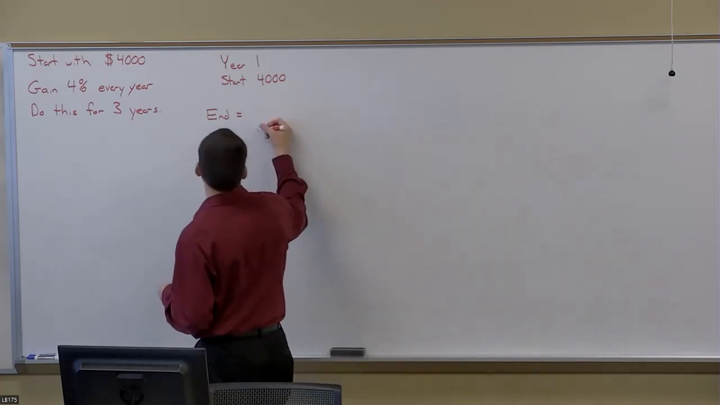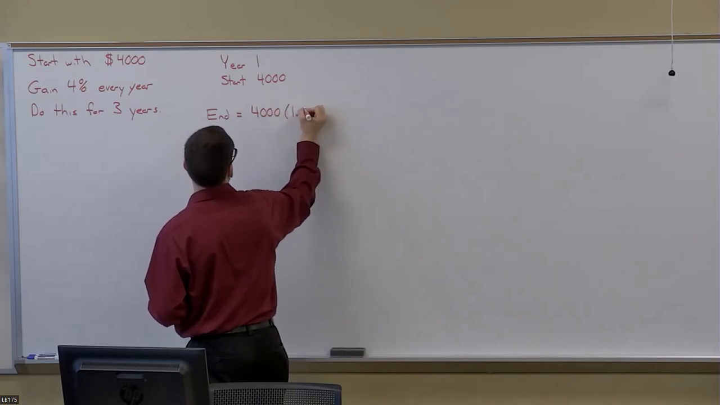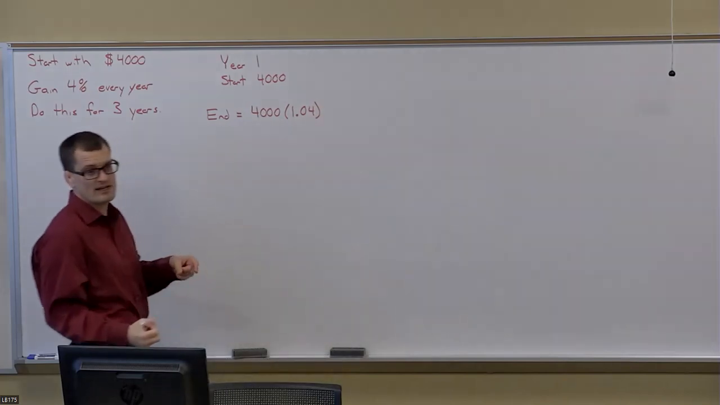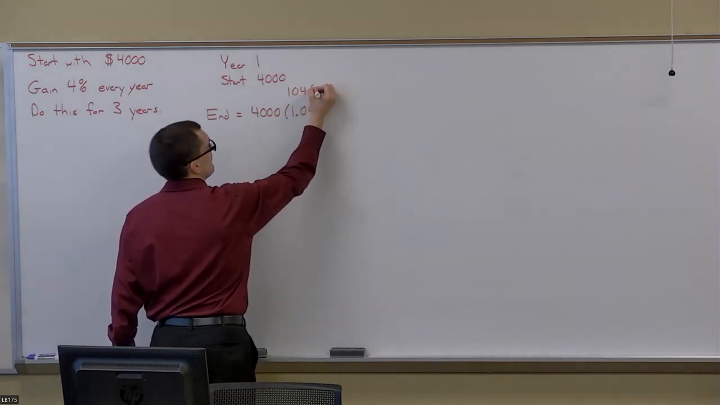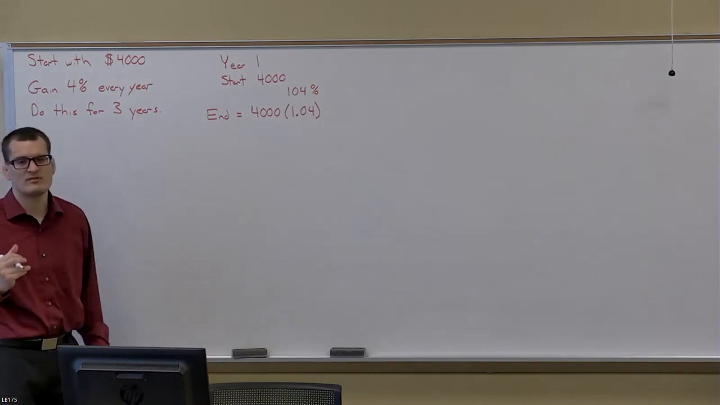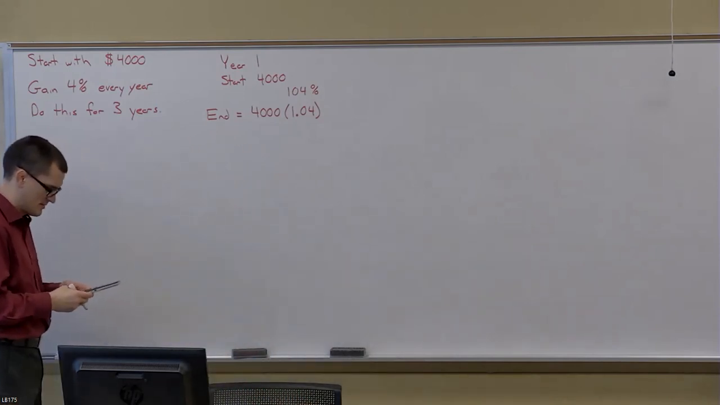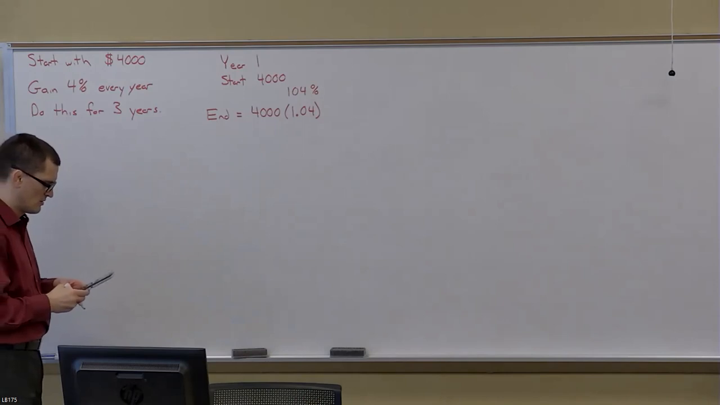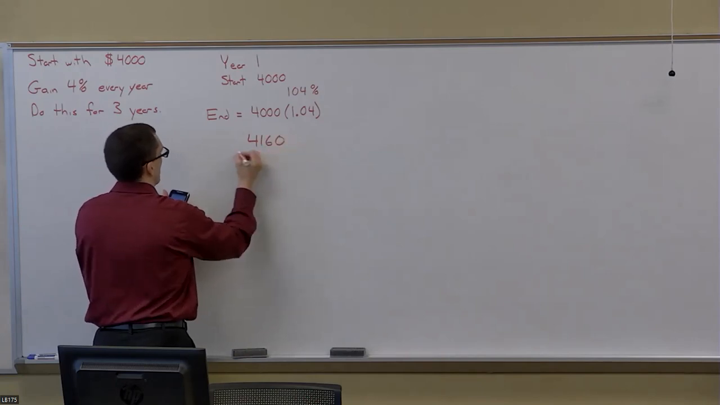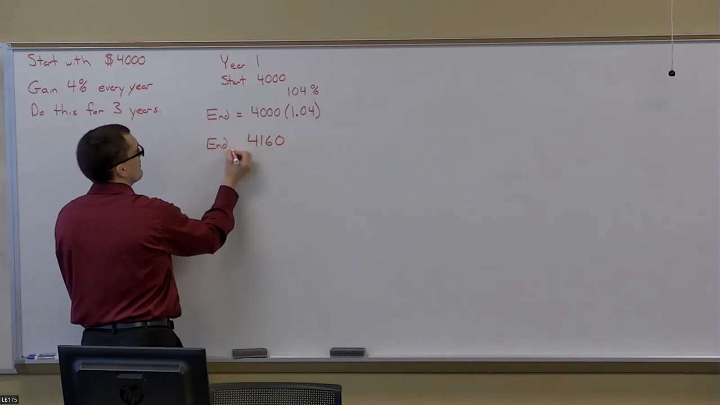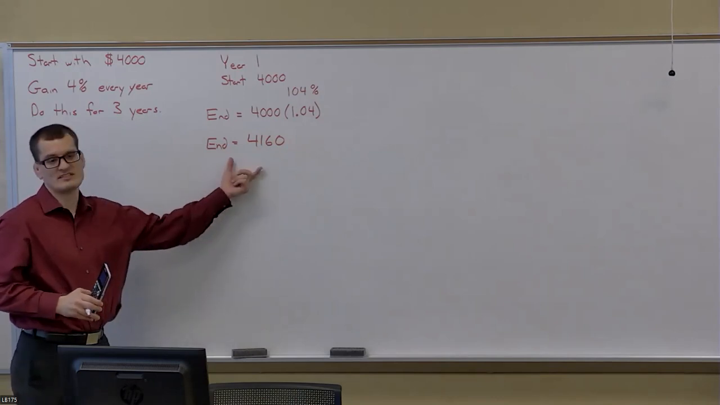And so the ending amount of year 1 is going to be given to me by taking that 4,000 and multiplying it times 1.04, right? Which is 104% of the original. Everybody get that? Why it has to be 1.04? So at the end of year 1, I end up with $4,160 end of year 1. So in some ways, we gained 160.